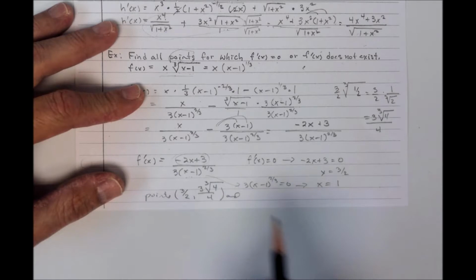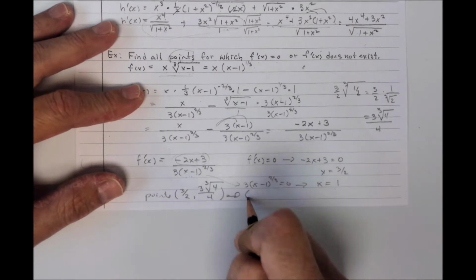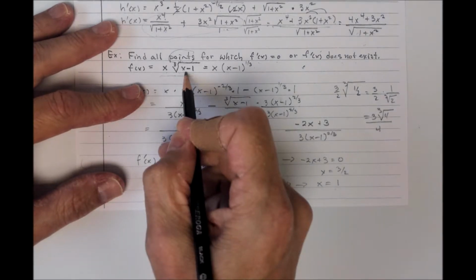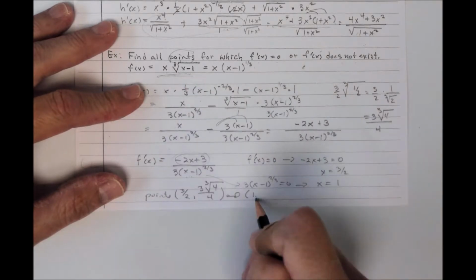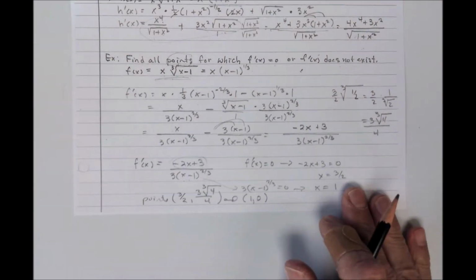And when x is 1, this should be easier. Yep, it's definitely easier because when x is 1, f of x is 0. And those would be the 2 points in question.